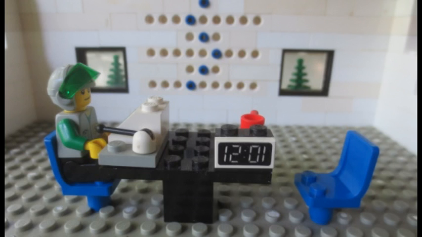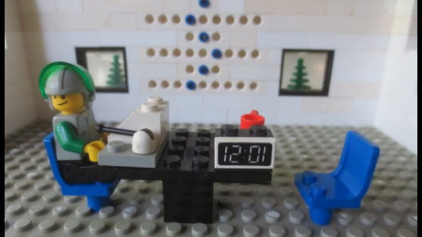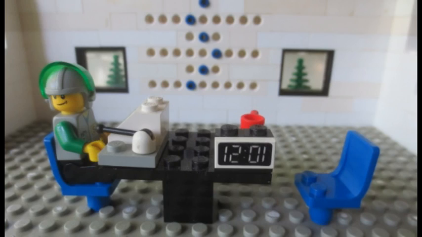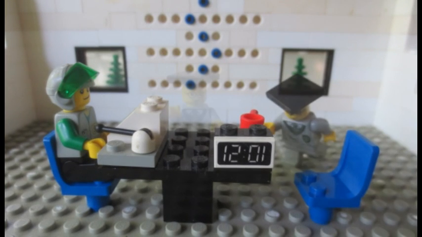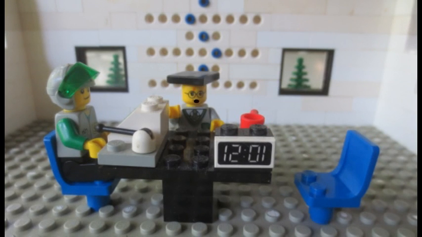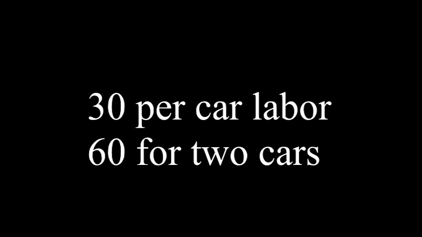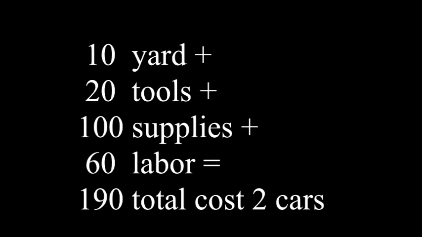We have to include Naomi's salary per day. Naomi, how much is Eric paying you? I'll put you down for 30 pieces. Don't forget the opportunity cost of Eric's time. I was getting to it. Eric and Naomi do the same work, so that is an additional 30 pieces for labor, making a total of 60 for 2 cars. If we add 10 for the yard, plus 20 for tools, and 100 for supplies, and 60 for labor, that totals 190 pieces for 2 cars.